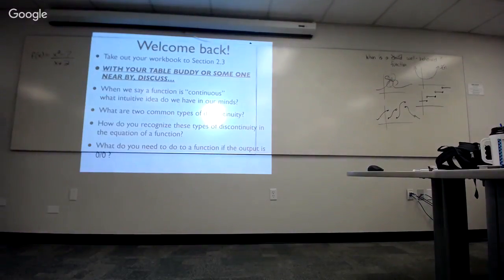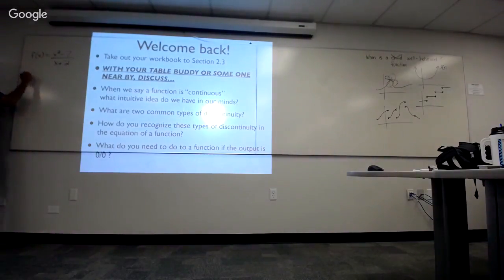You could have a hole or an asymptote. Why? What could go wrong in this equation? I just turned it into a fraction by giving it a denominator. What could go wrong in the denominator? It could be 0. The denominator could be 0.